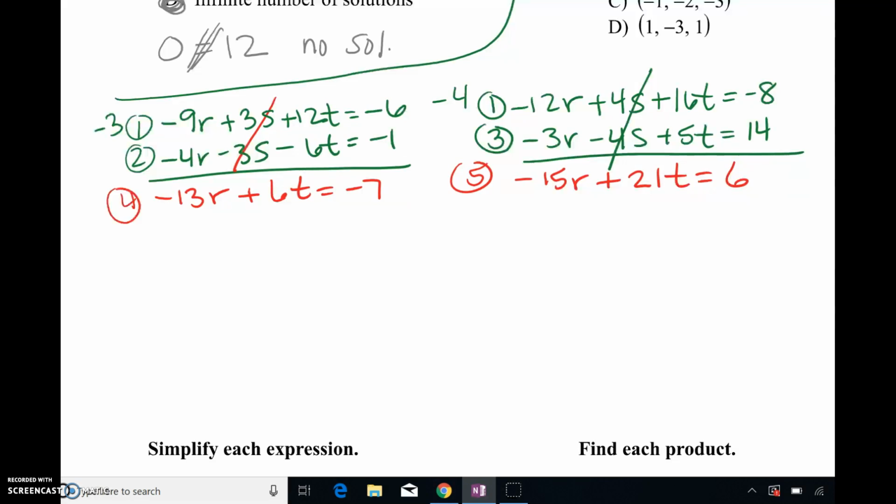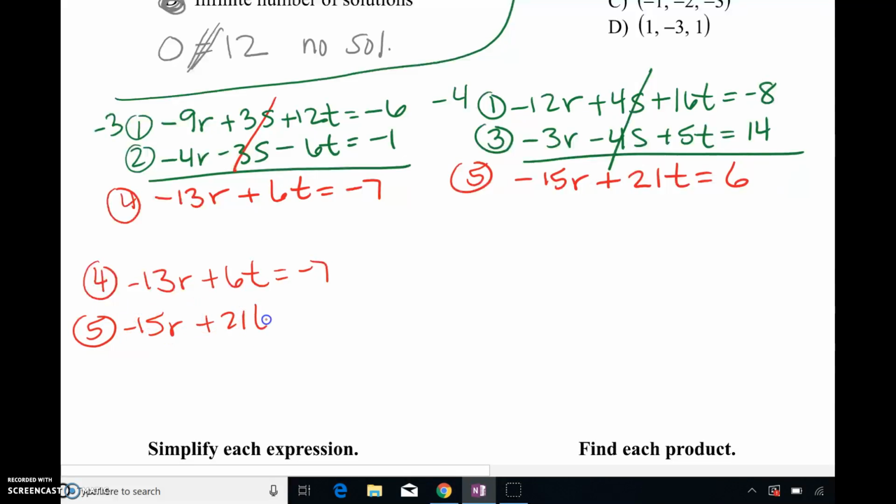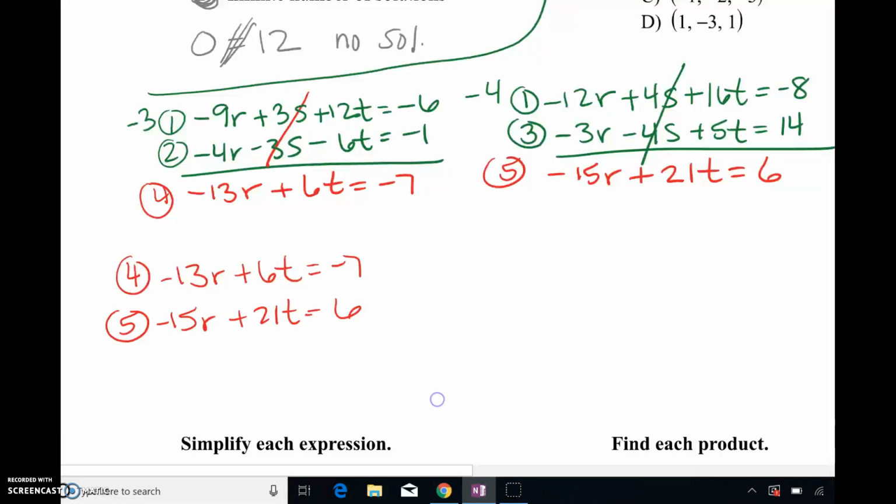Alright, so I posted one video already where I left off at this part of the question, so I'm going to go ahead and pick up here. So I have equation 4, which is negative 13r plus 6t equals negative 7, and equation 5, which is negative 15r plus 21t equals 6. So neither of these look easy to eliminate something, so I'm just going to stick with r in this case.